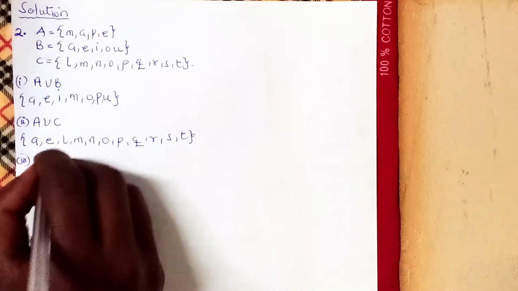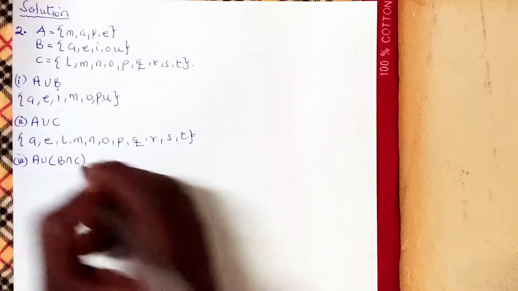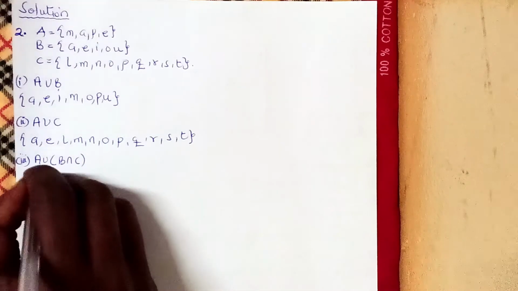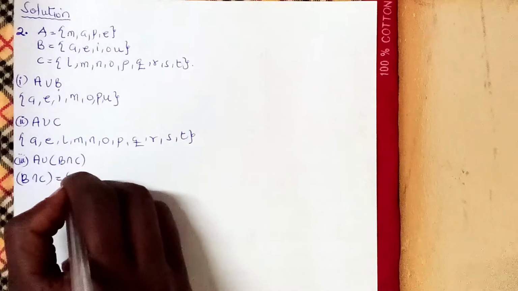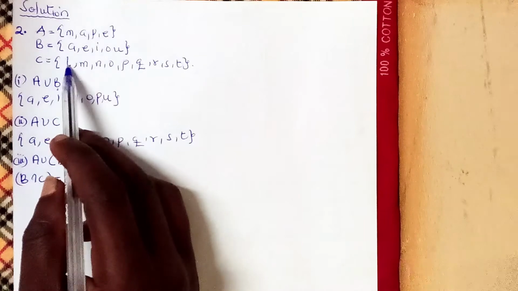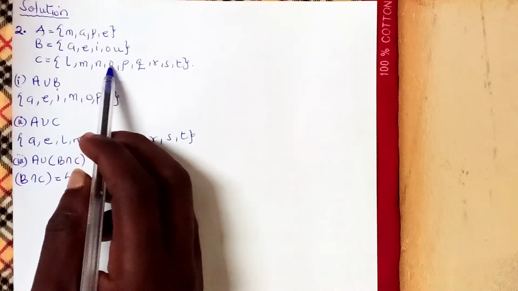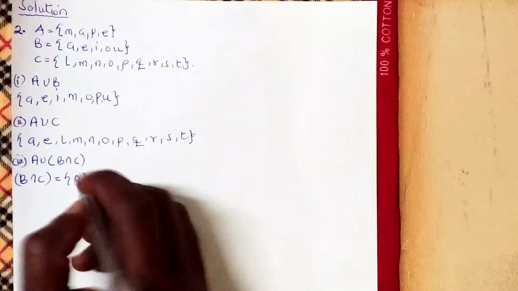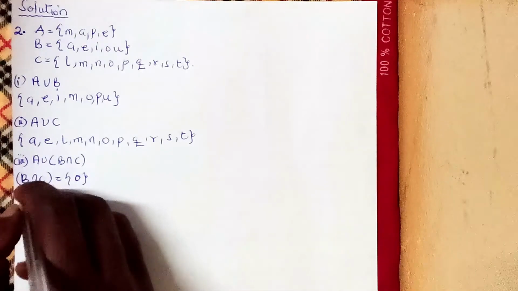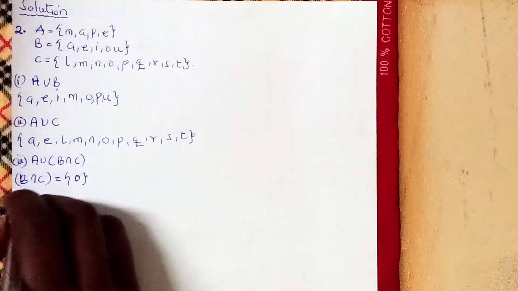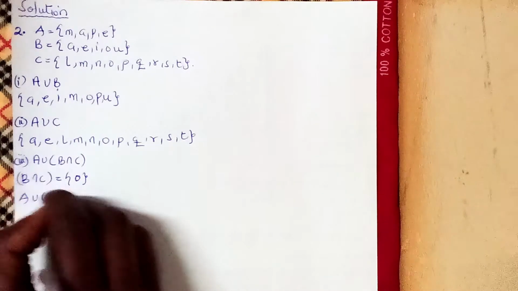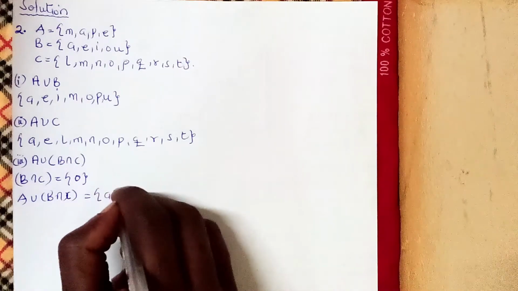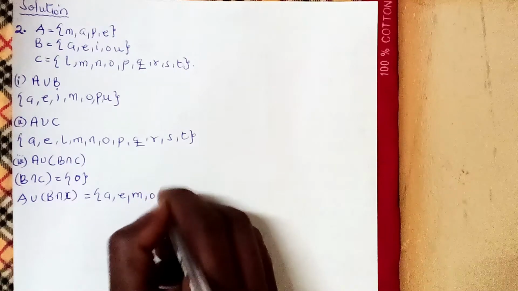We have A union bracket open, B intersection C. So with this, let's find B intersection C first. With B intersection C, we have the element O, since it's the only alphabet that can be found in B and at the same time C. So we have O as the intersection, that's B intersection C. Now let's combine A union B intersection C. So we have A union B intersection C to be equal to A, E, M, O, and P.